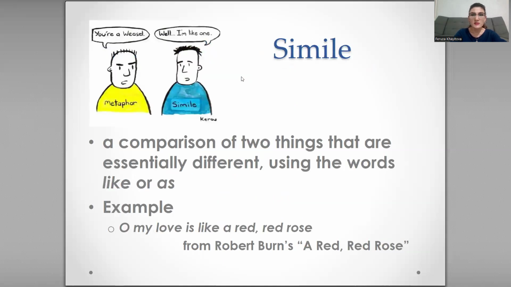Firstly, I will introduce simile, a comparison of two things that are essentially different using the words like or as. For example, oh, my love is like a red, red rose, from Robert Burns, A Red, Red Rose poem.